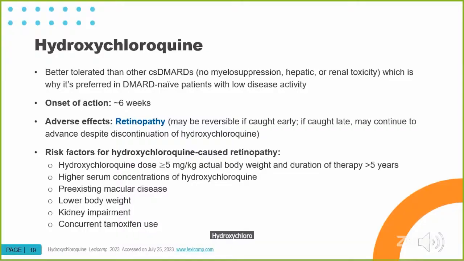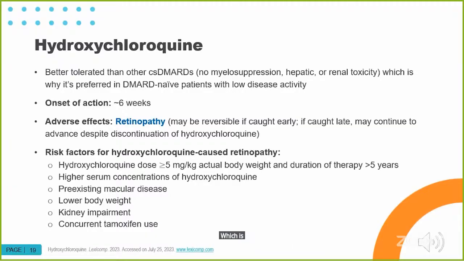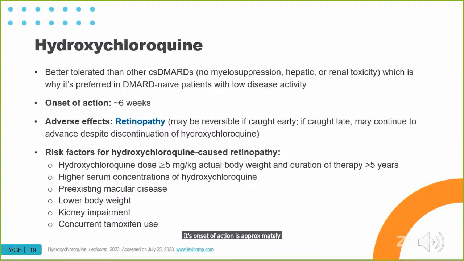Hydroxychloroquine is better tolerated than other csDMARDs. It is not associated with myelosuppression, with hepatotoxicity or nephrotoxicity, as is methotrexate, which is why it is preferred in patients that have low disease activity who are DMARD naive. Its onset of action is approximately 6 weeks.